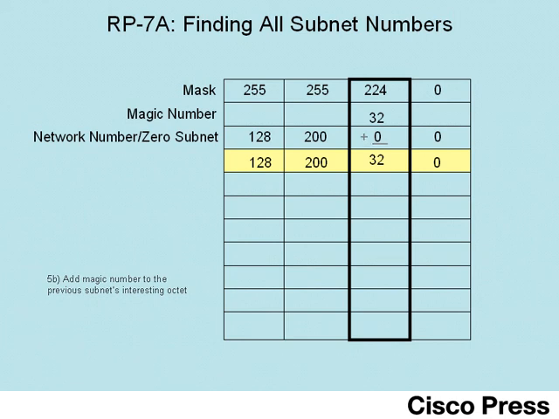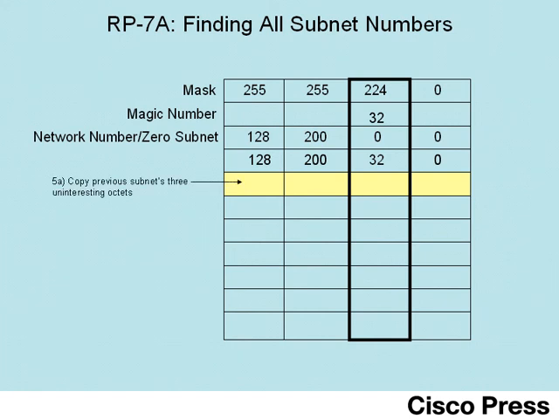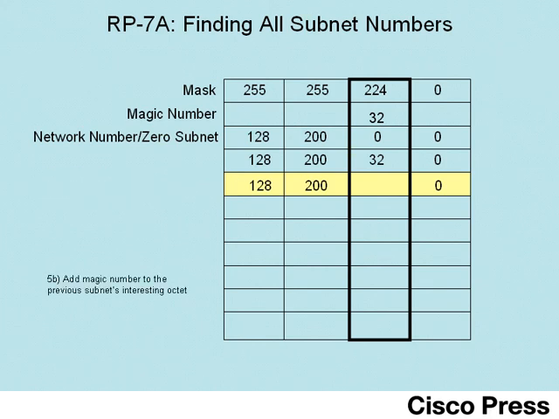So as you see here, the next subnet number is 128.200.32.0. To find the next subnet number, you simply repeat step 5. So at step 5a, you copy the 3 boring octets down to the next subnet number's line, and then at step 5b, you add the magic number of 32 to the previous subnet number's value in the interesting octet, which is 32 in this case, for a value of 64. So the next subnet number is 128.200.64.0.